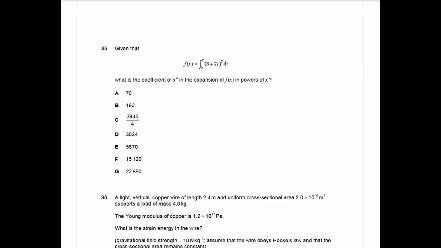For question 35, you're asked to work out the coefficient of the x to the 4 term. And to work this out, you need to first work out the coefficient of the t cubed term, which then integrates to give the x to the 4 term.